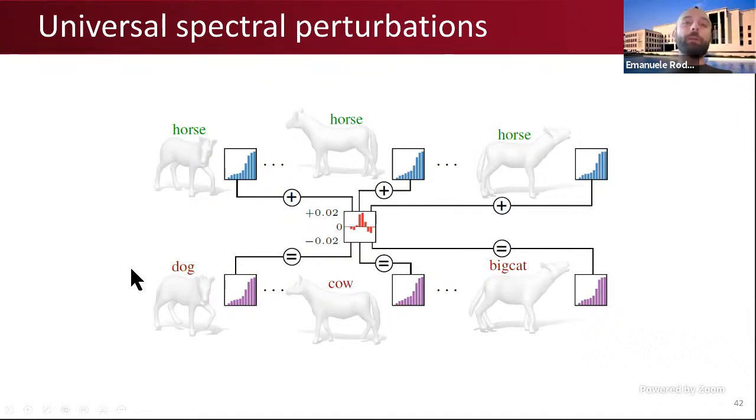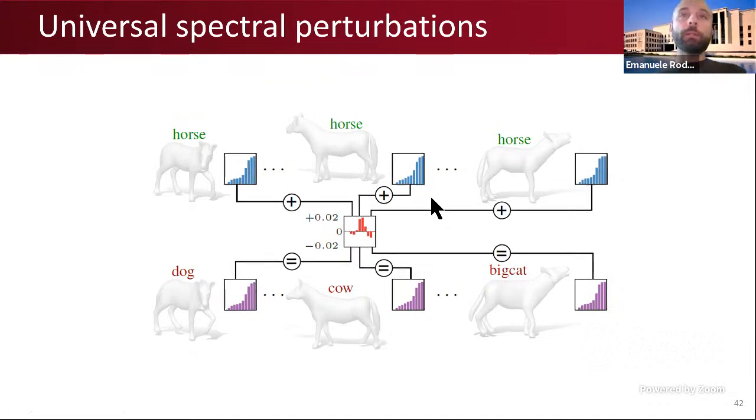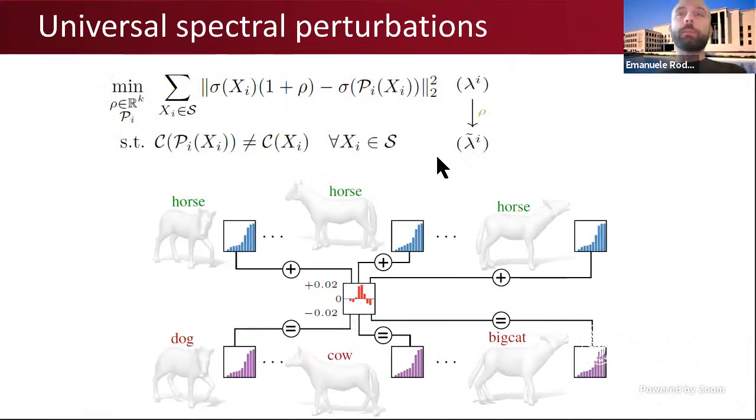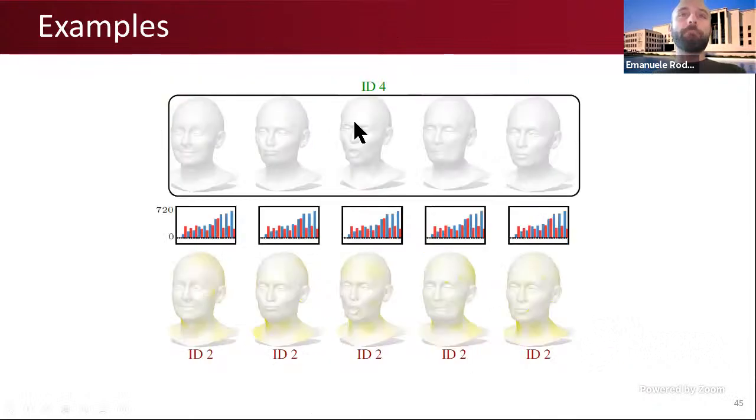So we write down an optimization problem that does exactly this. Okay, so this we call the universal spectral perturbation, and it works very well. It was very surprising for us to see it. Actually, that's it. So I'm going to skip the mathematics. Well, examples, it works well, you can trust me.